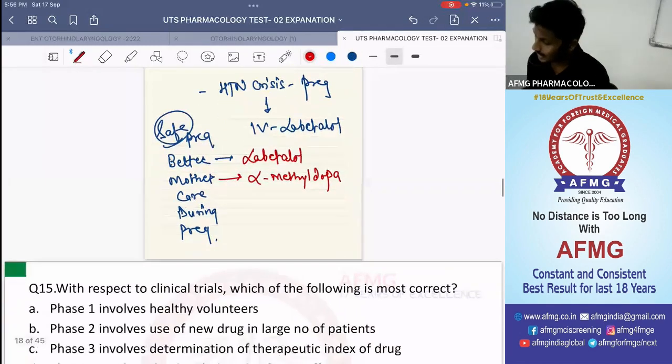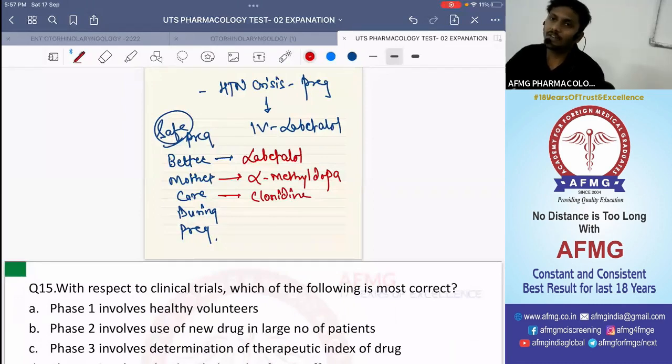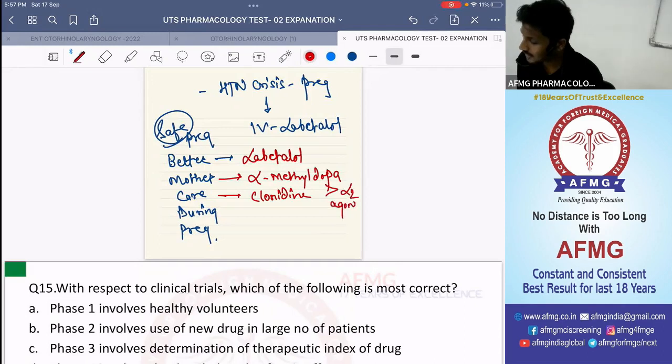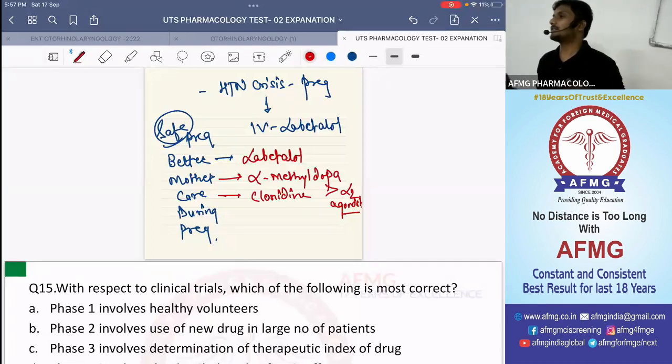तो इसीलिए ये नहीं हो सकता. ठीक है? केयर का मतलब होता है क्लोनिडेन. Alpha methyl dopa and clonidine both are agonist या antagonist of the alpha receptor. Both of them are alpha 2 agonist. Please remember, they both are alpha 2 agonist, and alpha 2 receptors are present on presynaptic neurons usually. They are also present on postsynaptic, but predominantly on the presynaptic neuron, and therefore they will act as brakes over the adrenergic system.